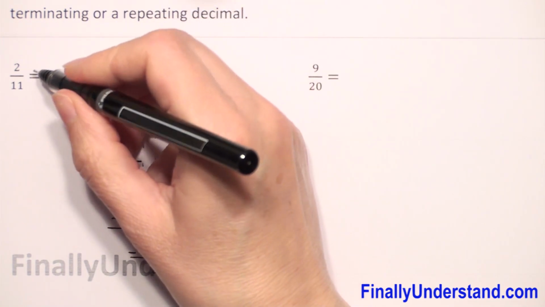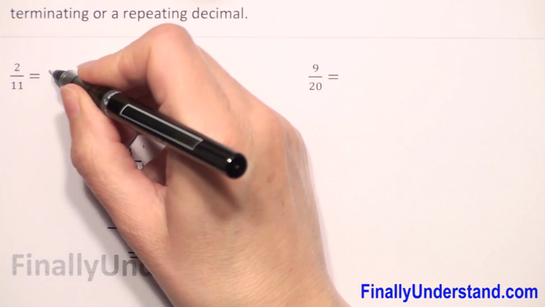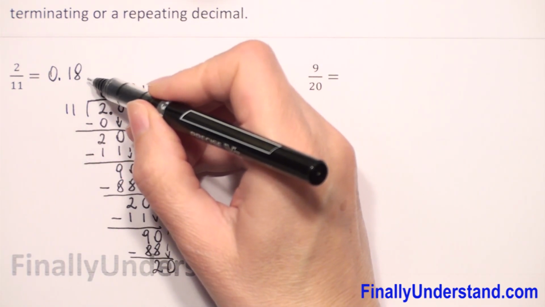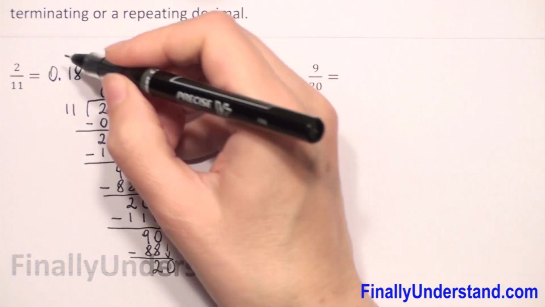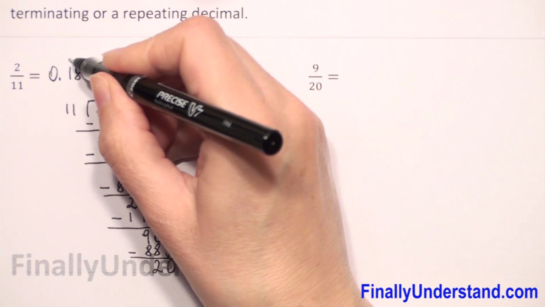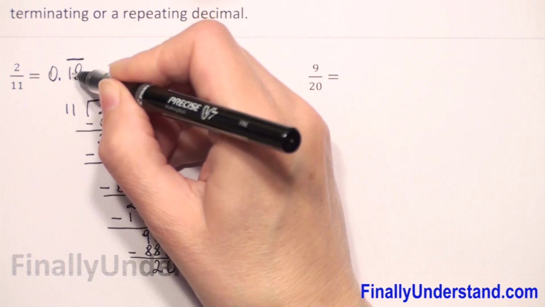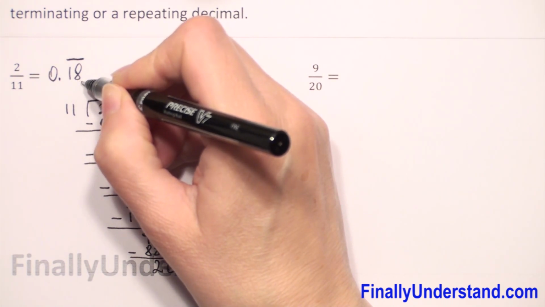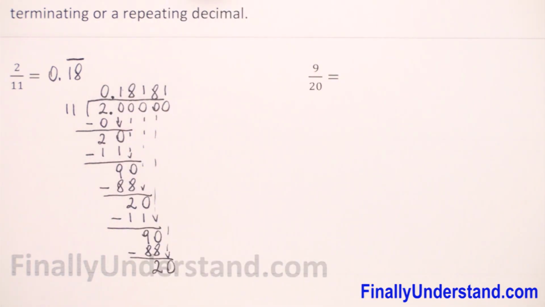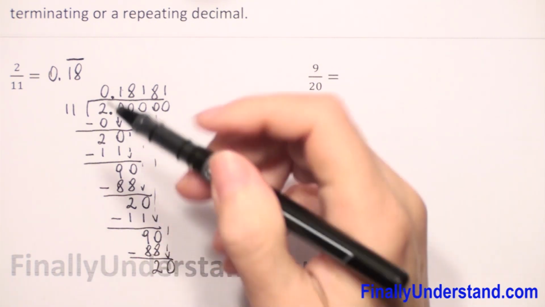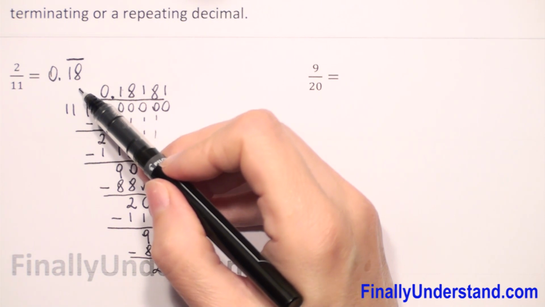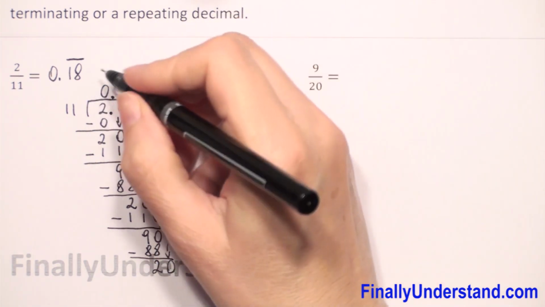That's why I can rewrite that 2 over 11 is 0.18, and I will not write 18, 18, and 18. I will just put the bar above 18. It means that this number 18 repeats. And when we cannot finish division and the number repeats, it means that we have a repeating decimal.